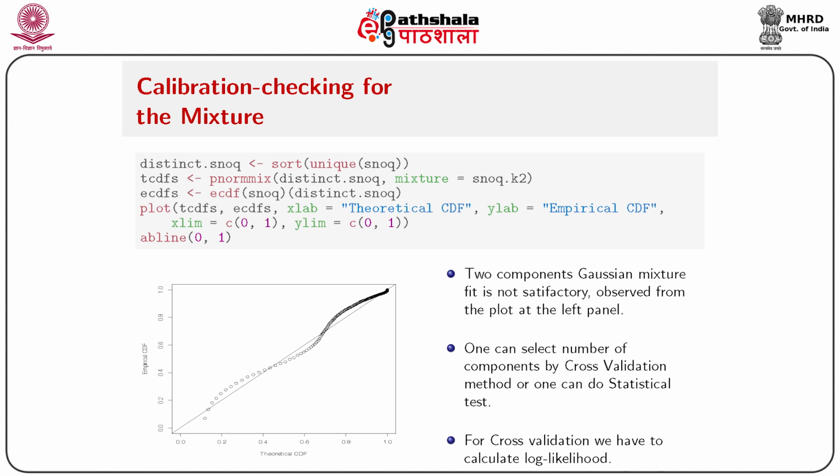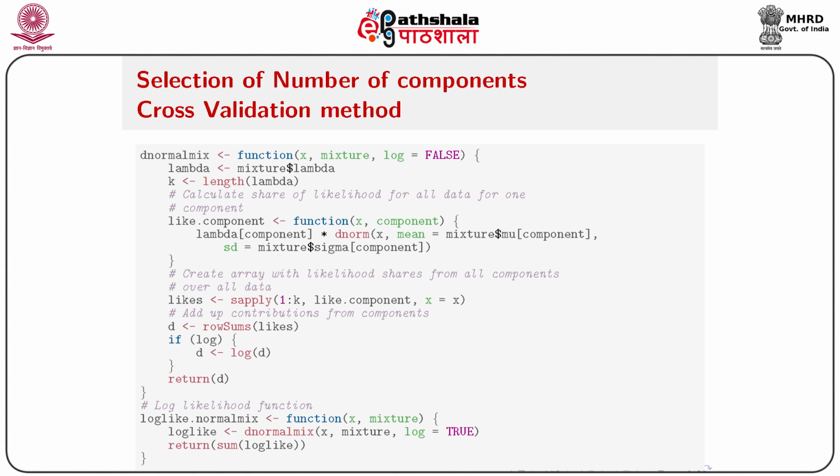One can select the number of components by cross validation method, or one can do a statistical test. For cross validation, we have to calculate the log likelihood. For cross validation, I developed code here. First develop a dnorm mixture function, and then develop a loglike.norm.mix function with arguments x and mixture. If you pass the mixture, it will return the log likelihood. So the log likelihood function is developed in the second function.